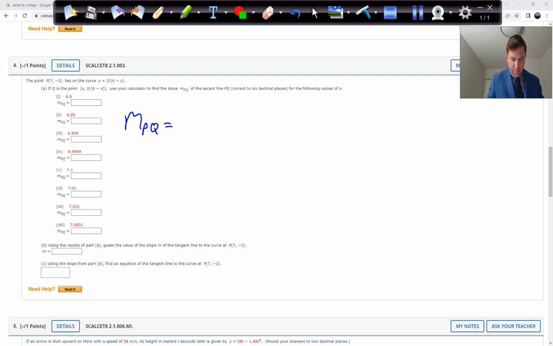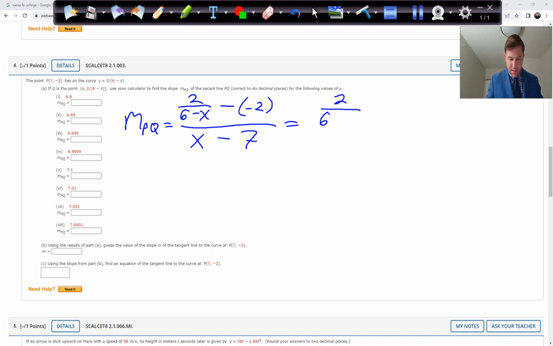So m_PQ is going to equal your y value, 2 over 6 minus x, minus, so that's for point Q, but for point P, your y value is always negative 2. Then we're dividing by the x value that we're going to pick for this point Q minus the x value for point P, which is always 7. So this is going to be 2 over 6 minus x plus 2, all over x minus 7. And you're going to notice that x cannot be 7 here.